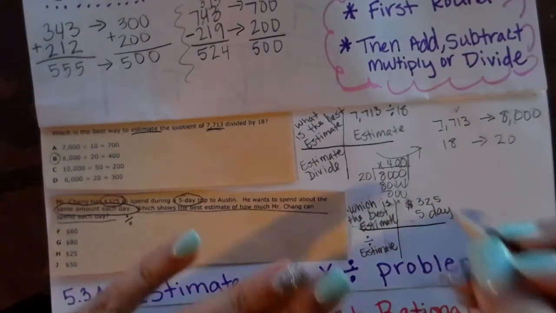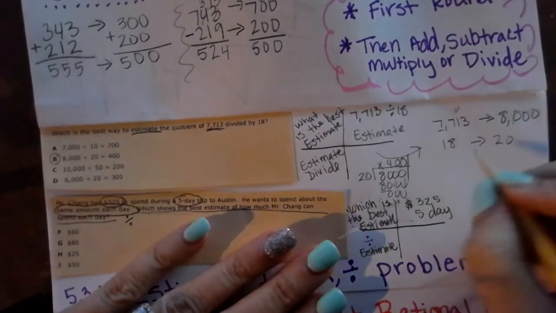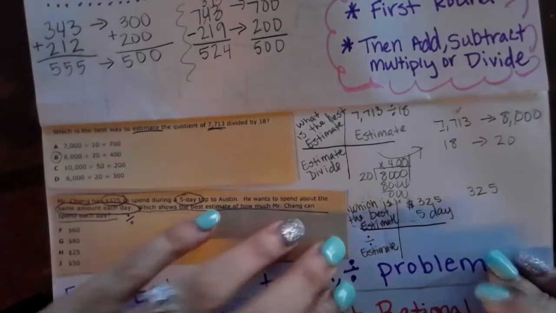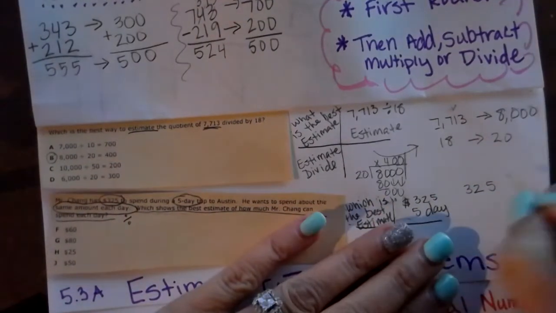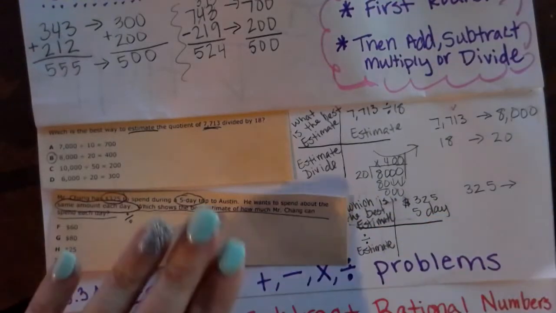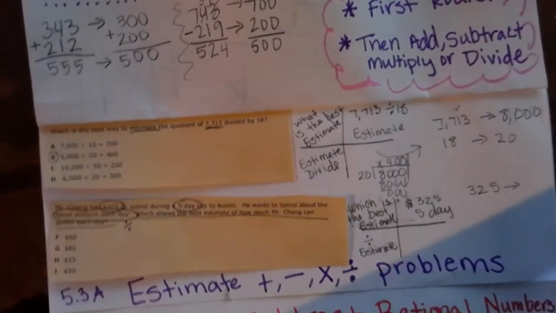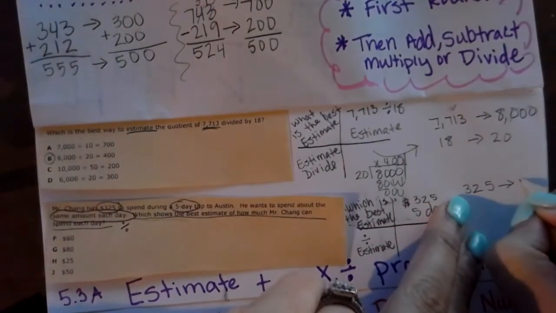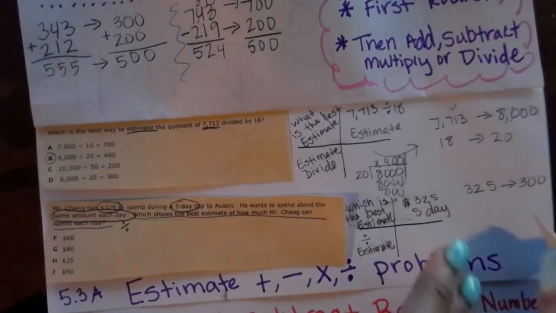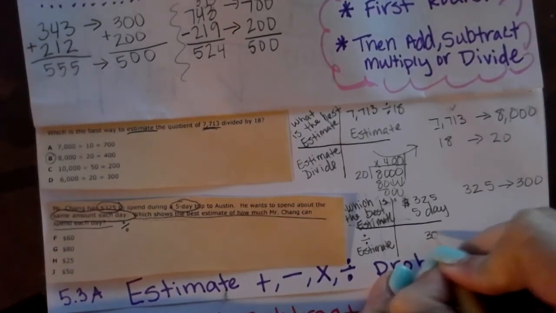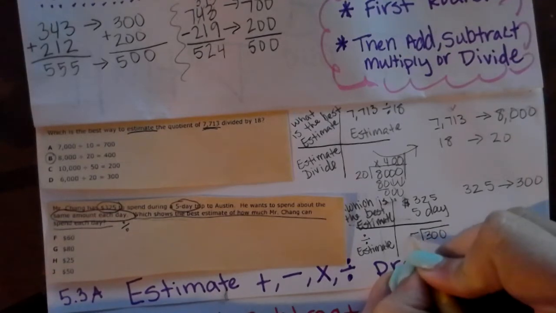Okay. So to solve this, again, I'm going to take $325. And what is a good number to estimate that to? Well, probably, let me make sure that's clear. Okay, so 325, I would round that to $300. And then I'm staying 5 days. So it would be 300 divided by the 5.